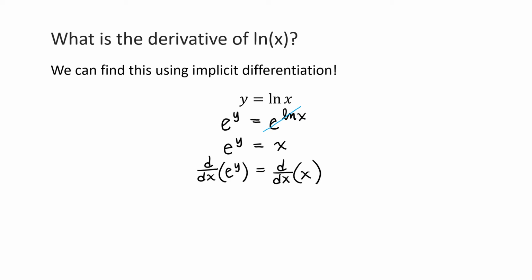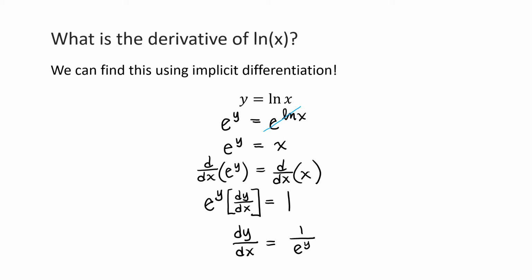The derivative with respect to x of e to the y will be, well, the derivative of e to the something is e to the something times the derivative of whatever was inside of that, and the derivative of y is dy dx. So we just used chain rule and implicit differentiation there. And the derivative with respect to x of x is just 1. In order to solve for dy dx, the derivative, we'll need to divide both sides by e to the y. So we have that dy dx is equal to 1 over e to the y.